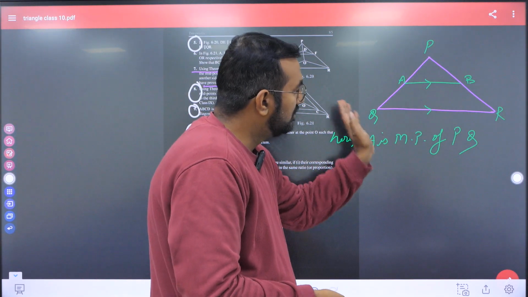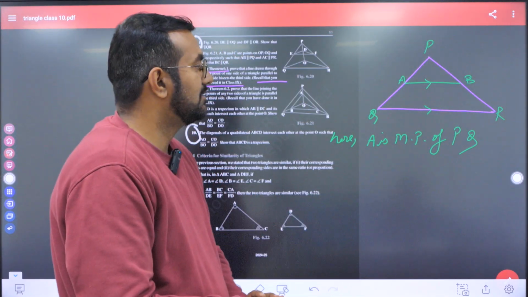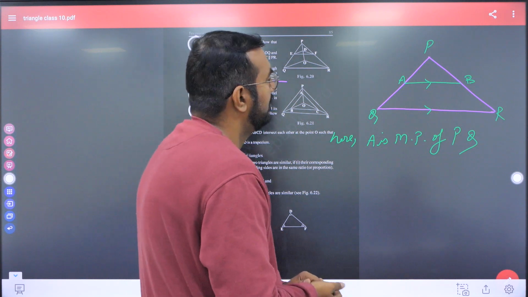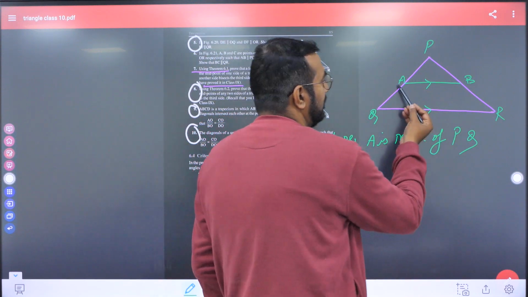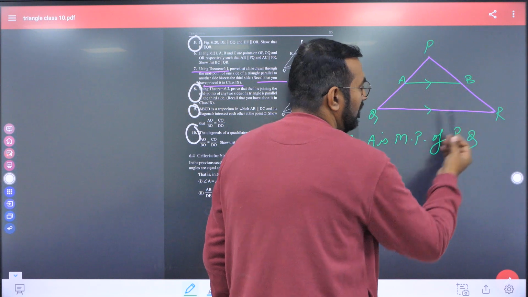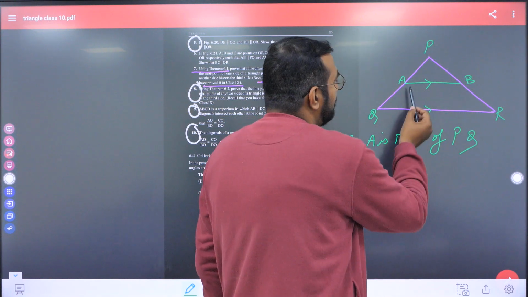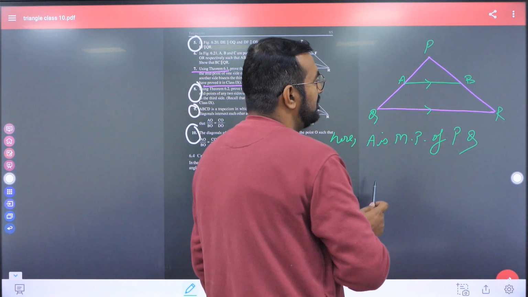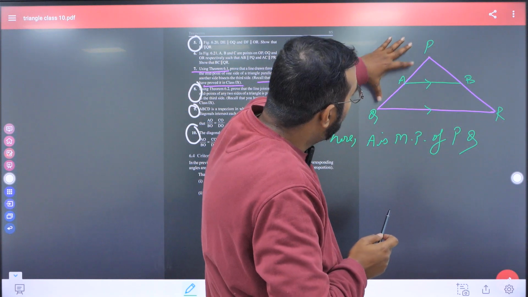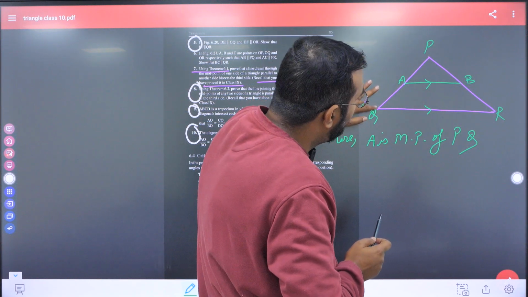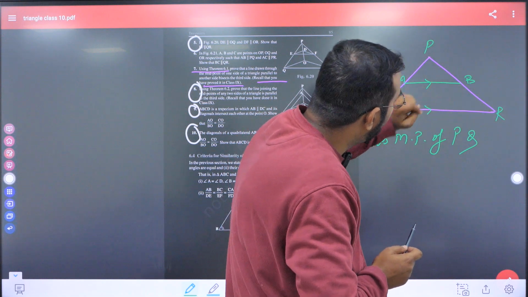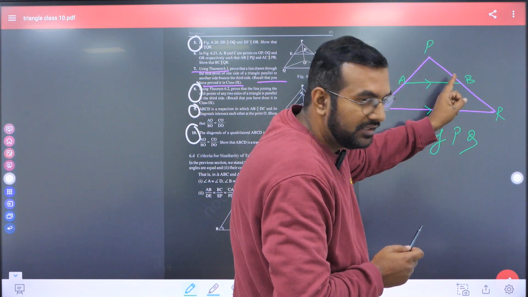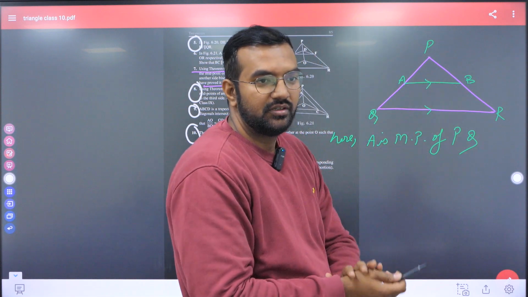This was the theorem in class 9th, and here we have to prove it. If you draw a line from the midpoint of one side of a triangle and parallel to another side, it intersects the third side at its midpoint.